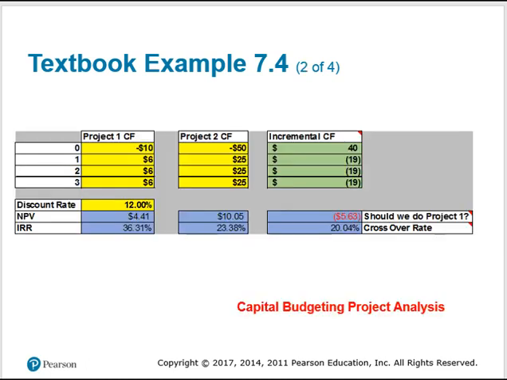Now, the spreadsheet that we can use to analyze two projects is called capital budgeting project analysis. If you identify, here's the major overhaul, right? Here's the discount rate. Its net present value is 4.4, and the internal rate of return is 36.3%.